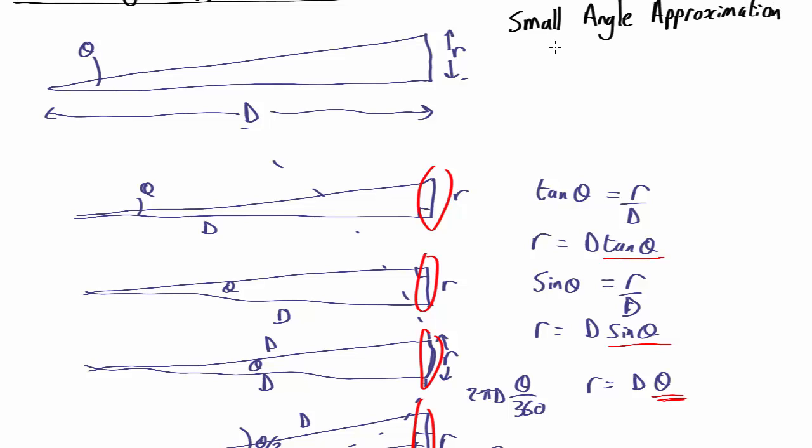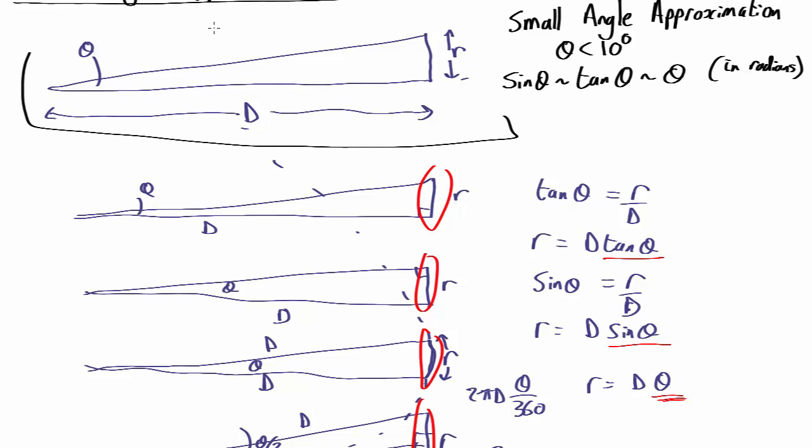For small angles, roughly theta less than 10 degrees, sine theta is about equal to tan theta is about equal to theta in radians. And for this situation here, r is just d theta. Again, if theta is measured in radians. And that's what we're going to need to use going forward.